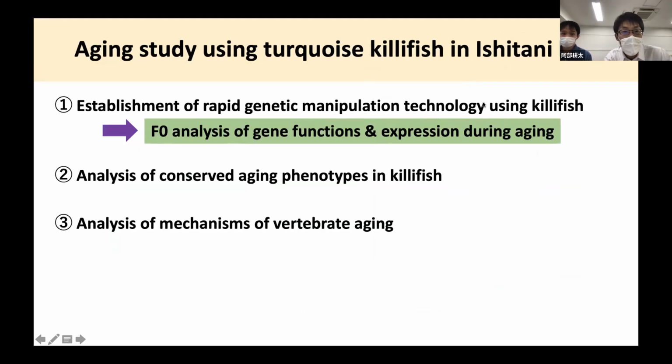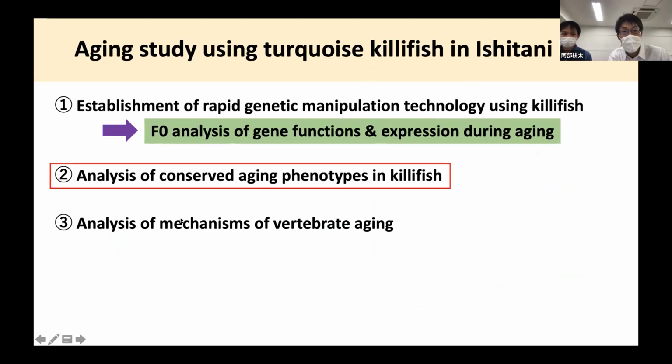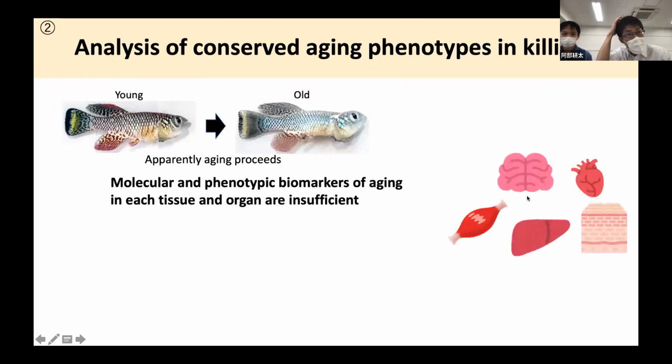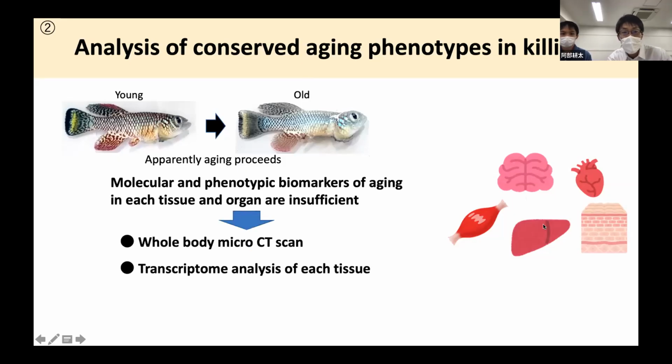Okay, next, let's move on to the second topic, the analysis of aging phenotypes. As you see in killifish, apparently aging proceeds like this. However, the identification of specific molecular and phenotypic biomarkers of aging in each tissue and organ is still insufficient. So to get more insights, we performed these two analyses. And I'll explain one by one.